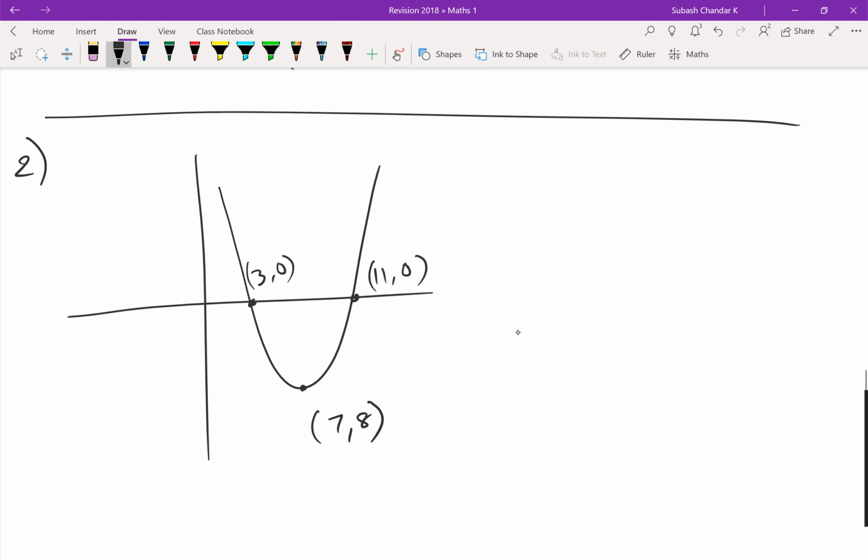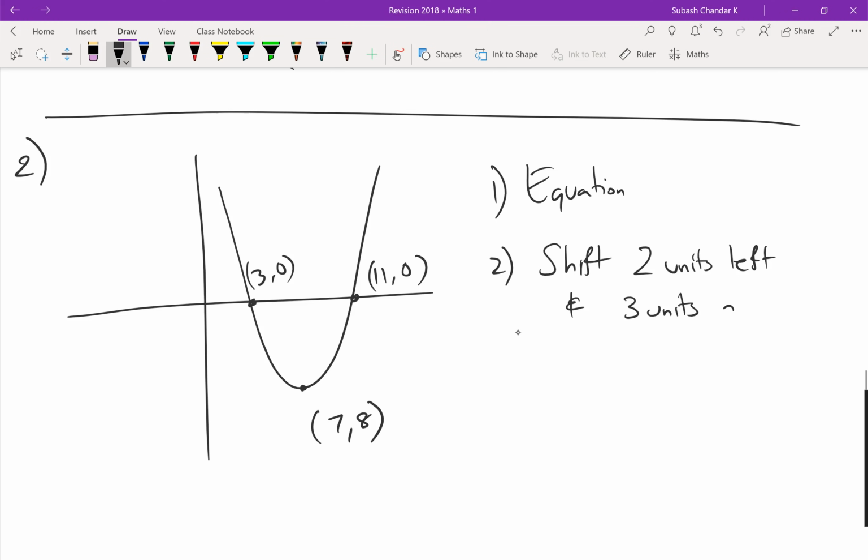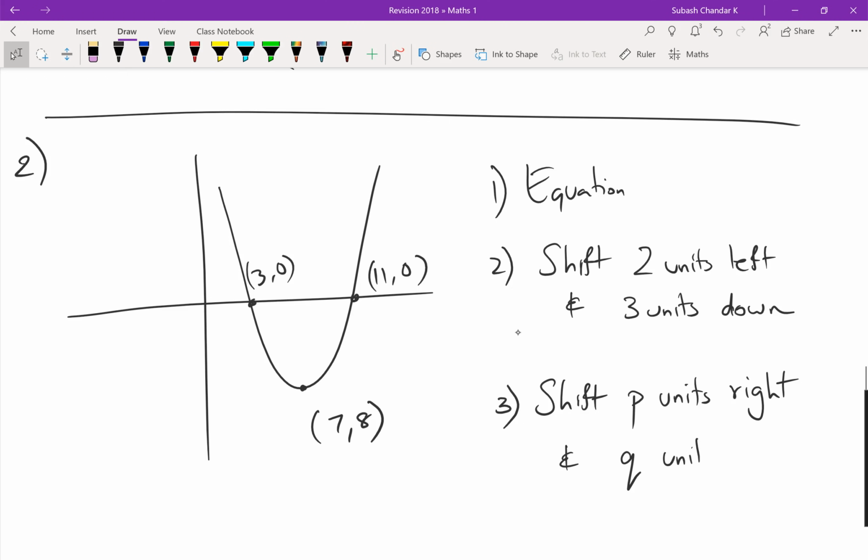Okay, I want you to come up with number 1, the equation of the parabola. Number 2, shift. And I'm going to put number 3 there as well. Yep, my mistake. That should be 7, -8.